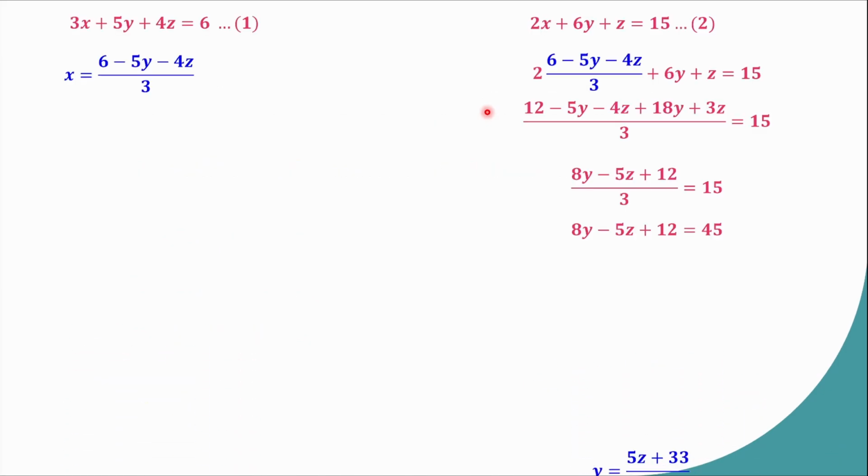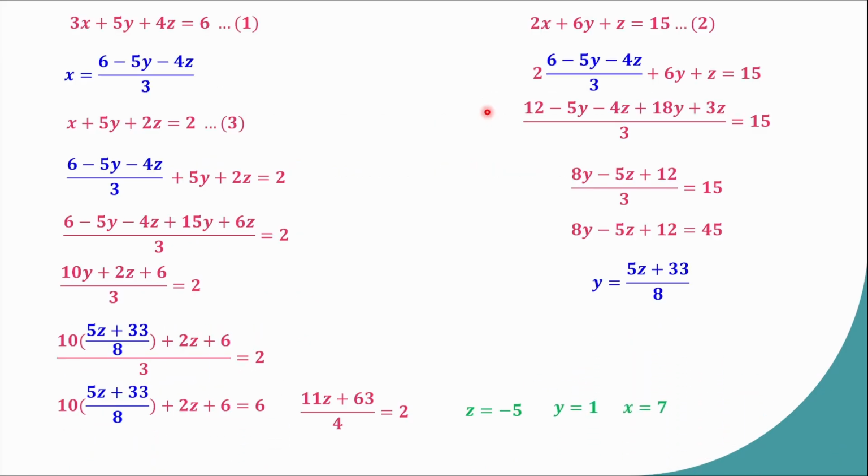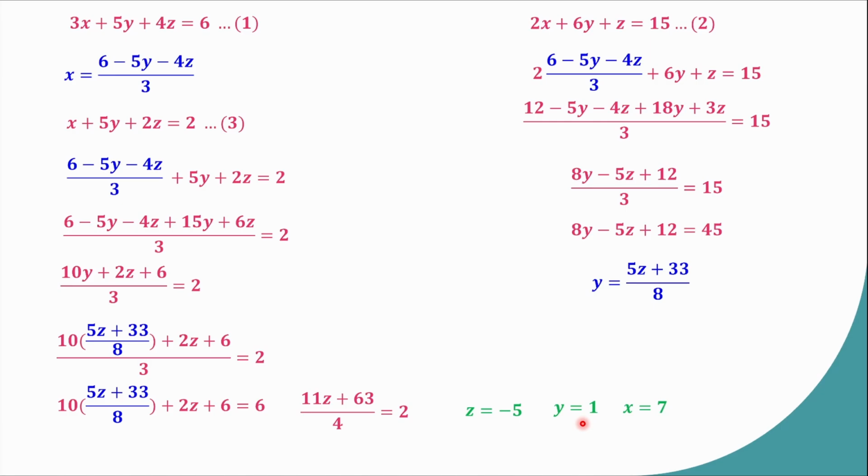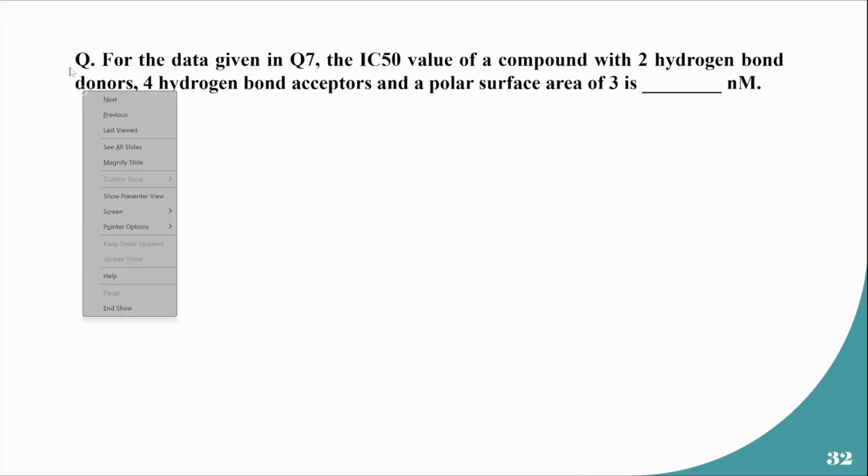Now we saw that the answers were x equals 7, y equals 1, and z equals -5, right? So x equals 7, y equals 1, and z equals -5. In the next particular question, we are being asked that if we have a compound with 2 hydrogen bond donors, 4 acceptors, and polar surface area of 3, then what will be the IC50 value? So you have to calculate in the same way. Just remember that x equals 7, y equals 1, and z equals -5 from the earlier question.